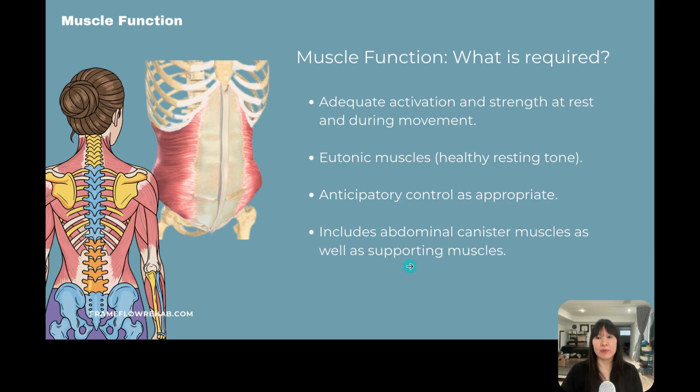And then lastly, we want to make sure that we're looking not only at the abdominal canister muscles, but also beyond. So even though the abdominal canister is limited to the diaphragm, the deep core here, the TA and internal obliques, and then the pelvic floor, and then the multifidus in the back, there are so many more muscles that can influence how these muscles behave. So we want to make sure that we're looking at those as well.